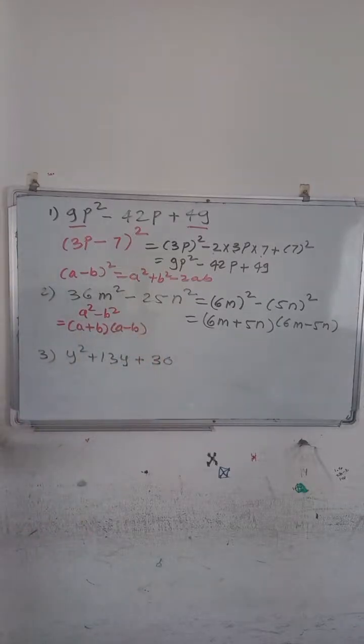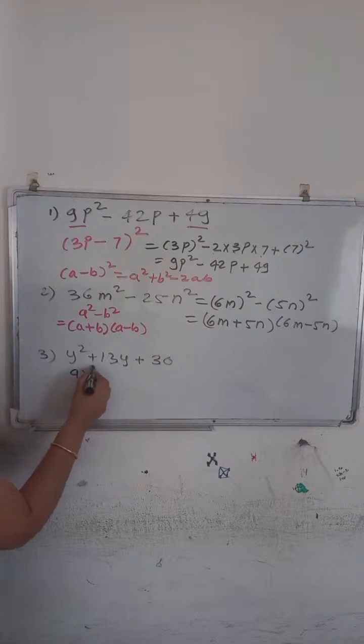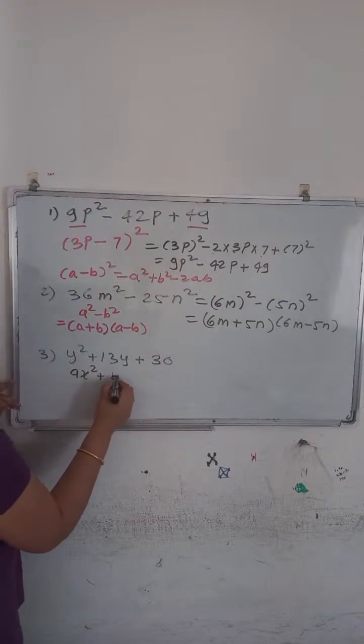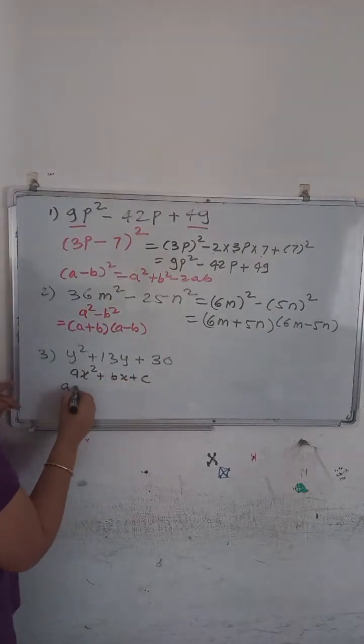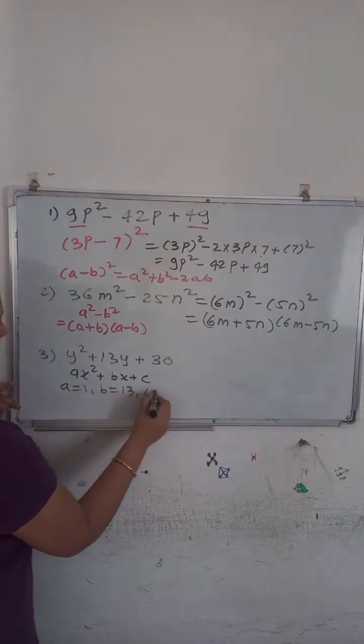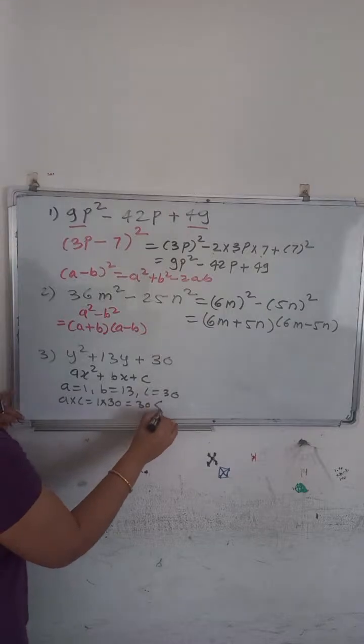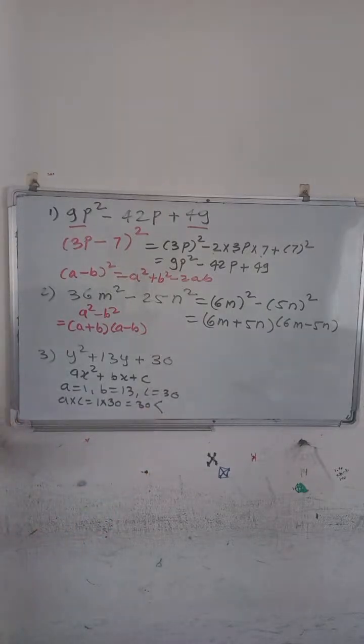This identity we used. Now here we are actually solving by the splitting middle term method, because the square root of y square is y, but square root of 30 we don't have, that will come in root. So we are solving this by splitting middle term method. We compare this equation with the standard quadratic equation ax square plus bx plus c. So a is 1, b is 13 and c is equal to 30. Again we take a into c, that is 1 into 30, equal to 30, and split 30 in such a way that their sum comes to 13.